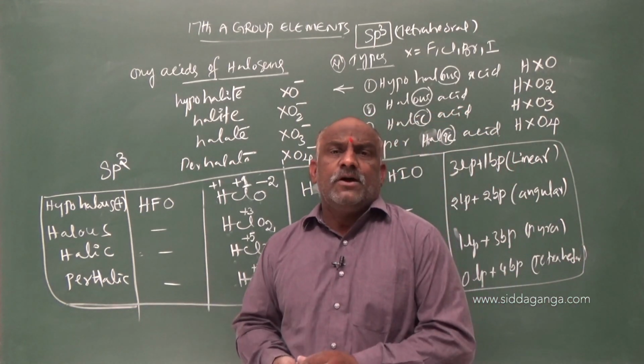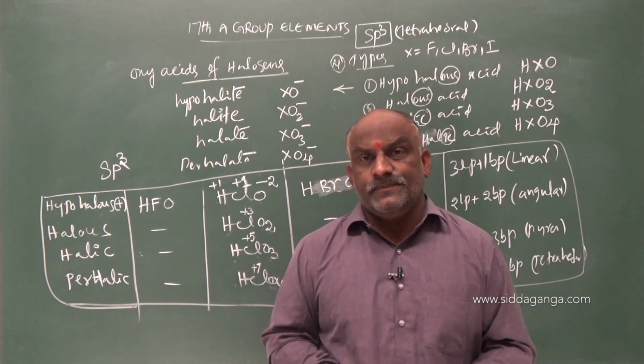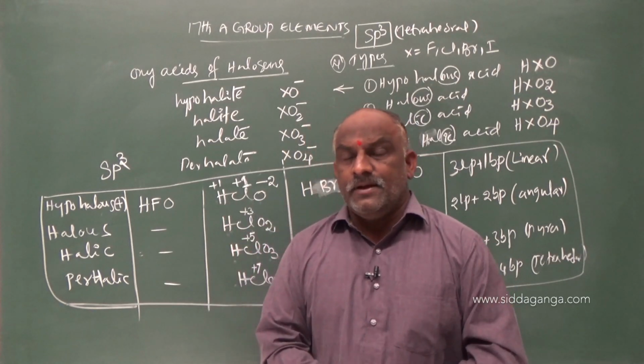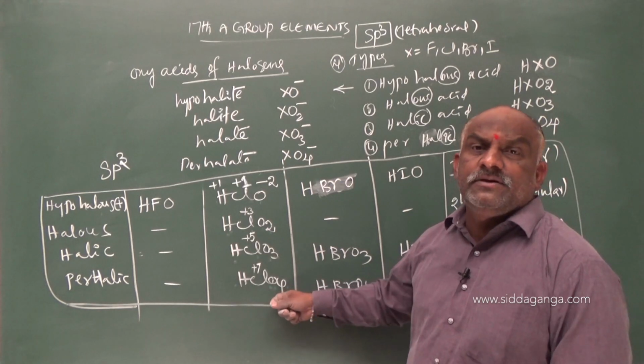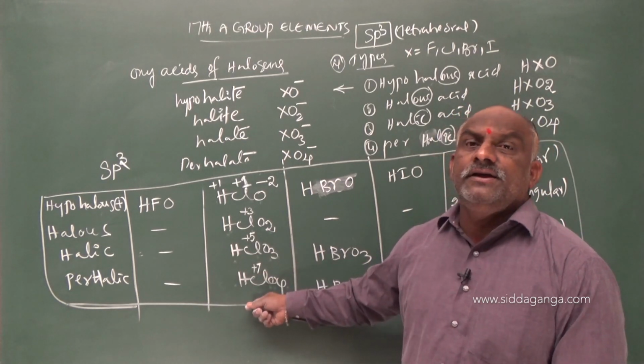So these are the oxidation states. As oxidation number increases, acidic strength increases. As electronegativity decreases, acidic strength decreases. HClO4 is the strongest acid. What does strongest acid mean? Perchloric acid, and its conjugate base is very weak.